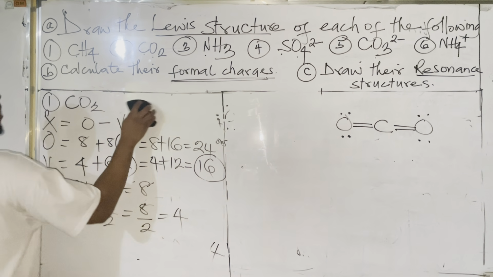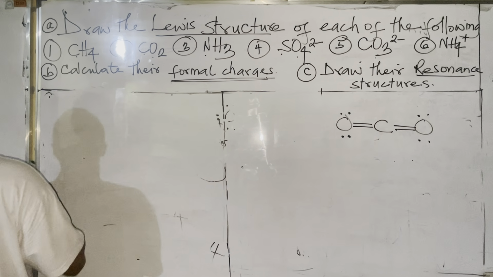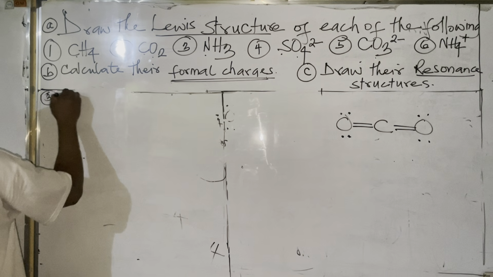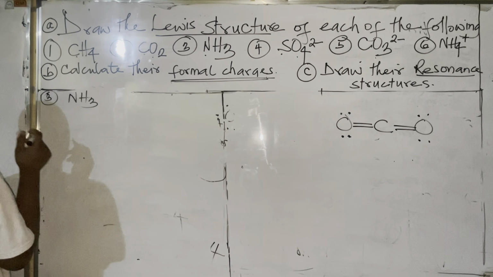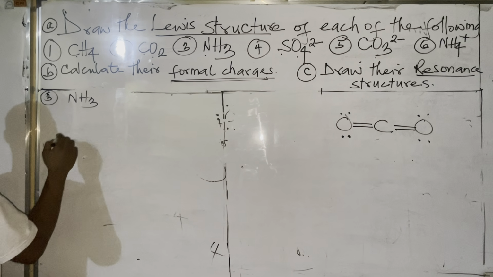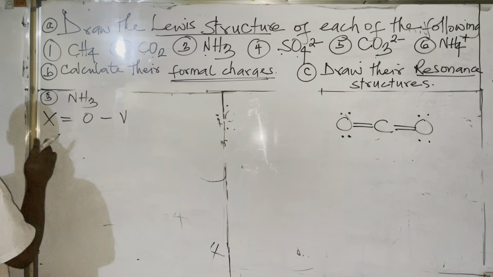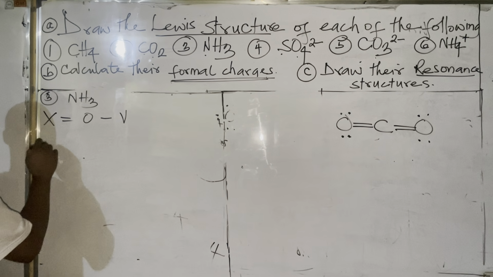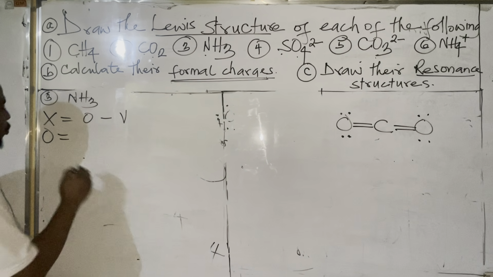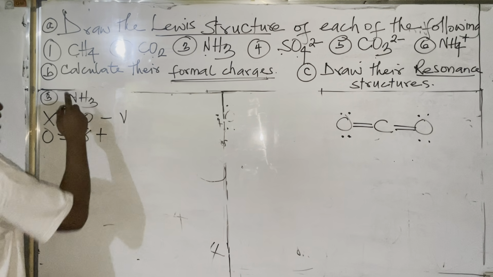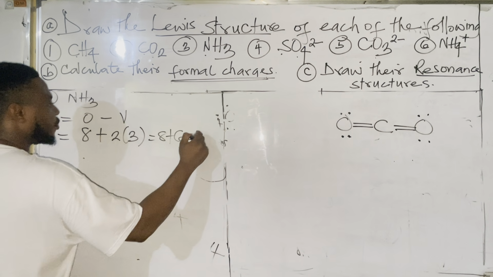So that is it. Now let's look at NH3, which is ammonia. So number 3, we have NH3. Alright, so how do we navigate through this? Now for NH3, we have to calculate X, and X is O minus V, remember. So we have to calculate O, and nitrogen obeys the octet rule, so it's 8. Hydrogen does not. Hydrogen has 2 electrons, so this is 2 times 3. So 8 plus 6 will give us 14.